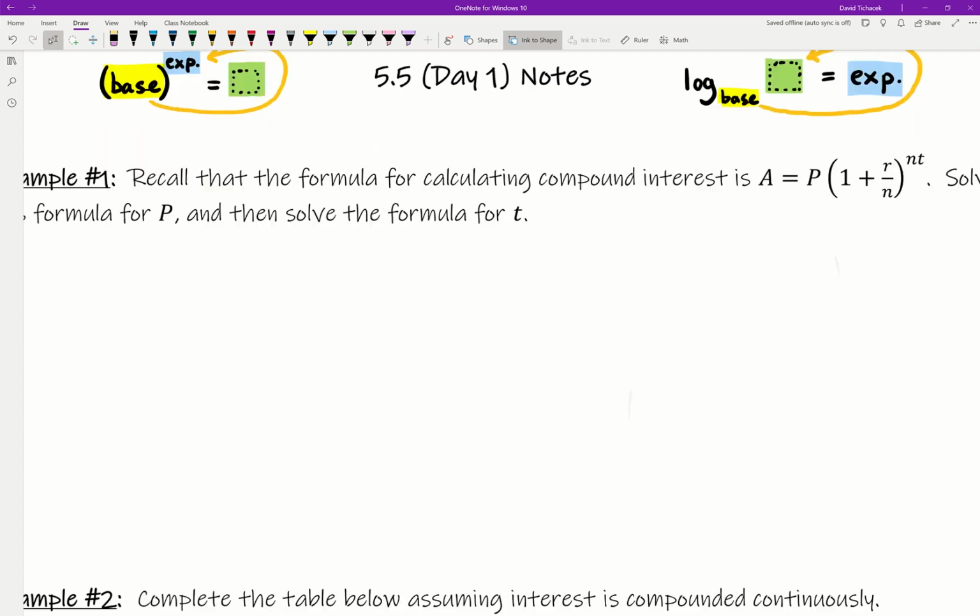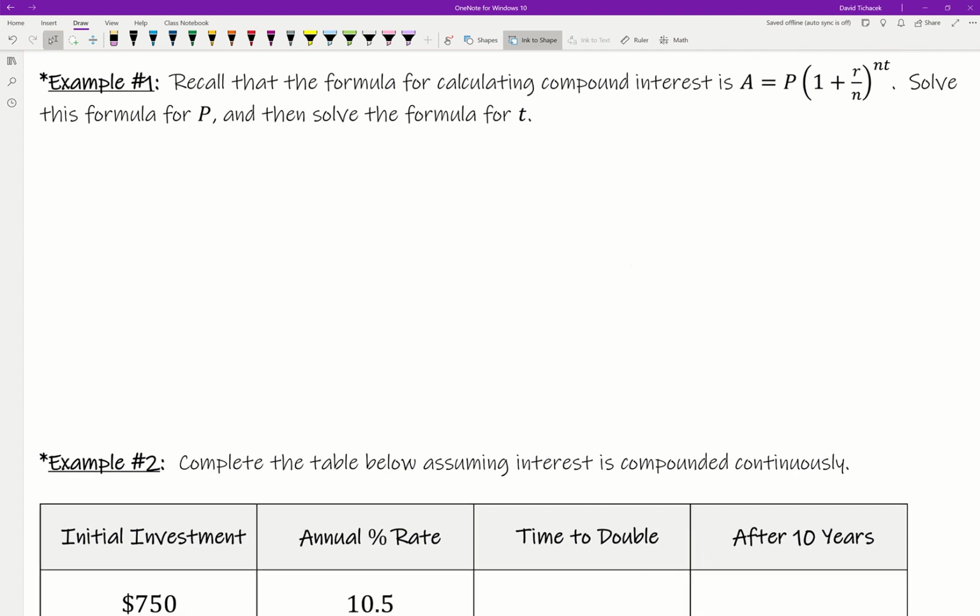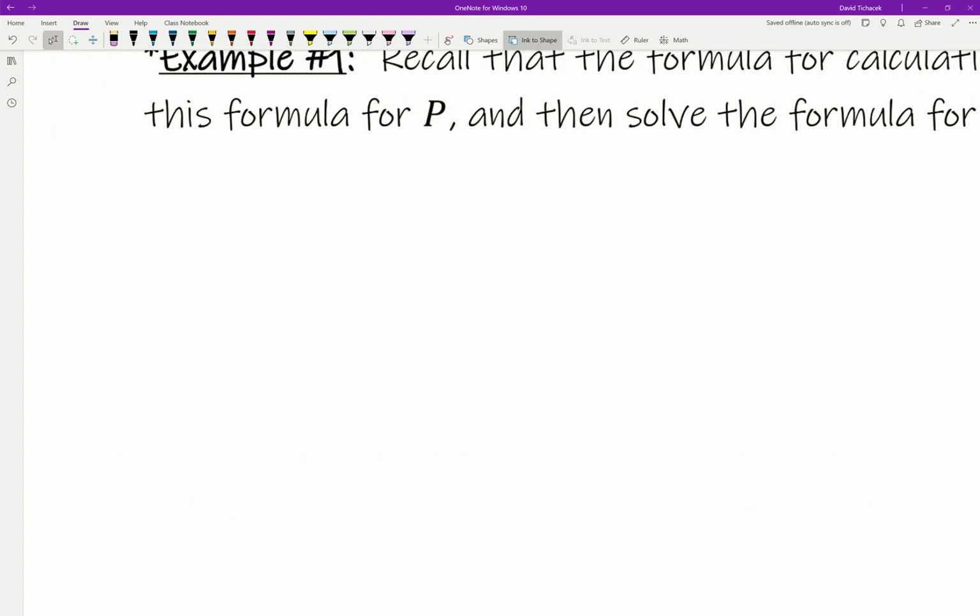So just getting some practice with the skills we're going to need for the rest of the problems here in this video. We have example 1 where they're basically going to give us the compound interest formula, and we're going to have to take this formula and solve for a particular variable in that formula. And so you can see that we need to solve for P, and then after that we need to take the formula and solve for t separately. So let's go ahead and start over their formula here.